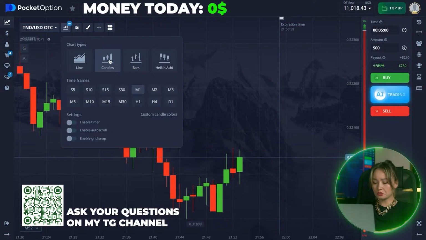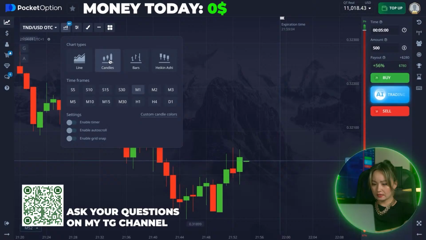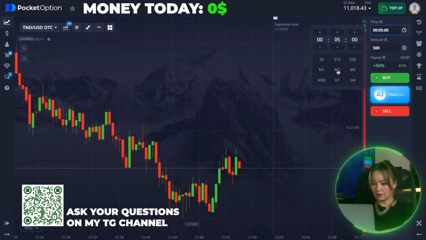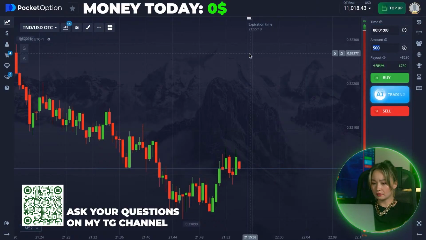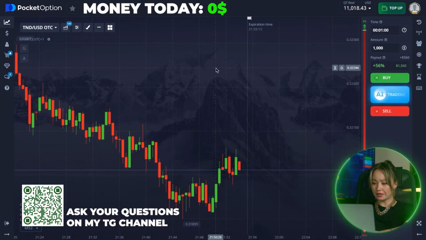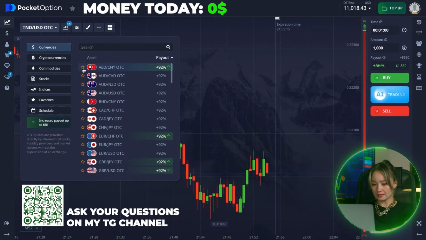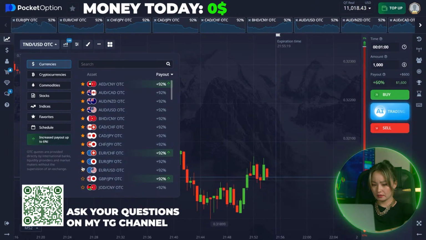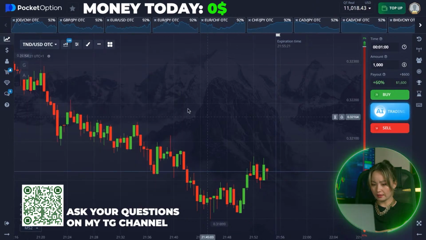We need regular Japanese candles. Time frame, well, let's set it to 30 seconds. Trade duration will be 1 minute. And we will enter trades with 10% of the deposit. Let's pin profitable currency pairs. Okay.